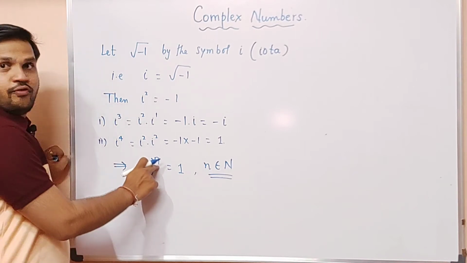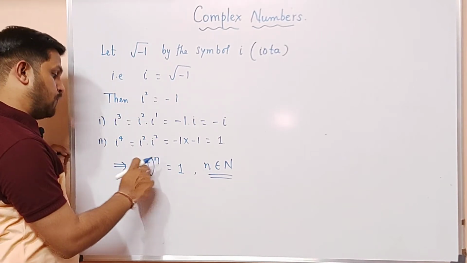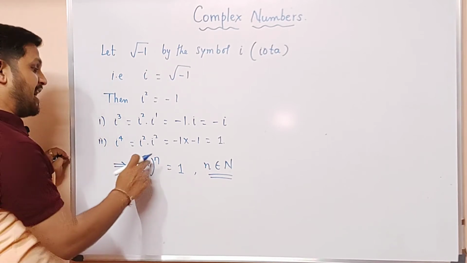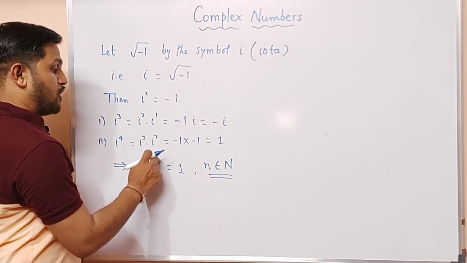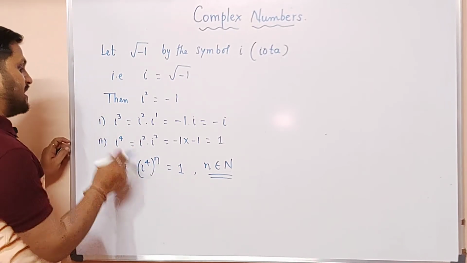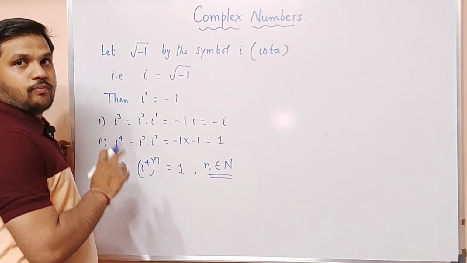You take any value of n. If I take n equal to 2, i power 4 into 2 is i power 8, which is 1. If I take n equal to 3, i power 4 into 3 is 12, and i power 12 is also 1. So such a standard result we can easily observe from this.